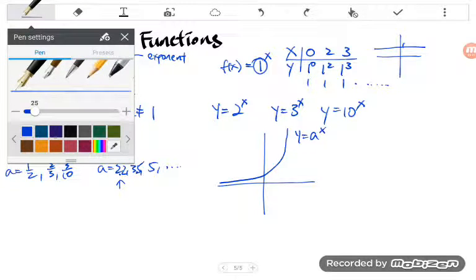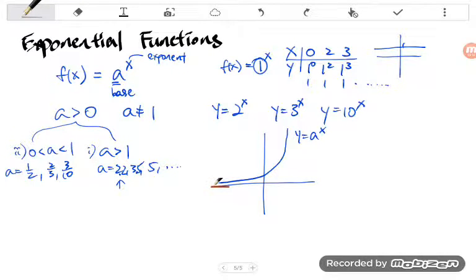And don't forget that we will have the horizontal asymptote on the x-axis. In the most basic exponential functions, the graph would be similar to this. And if we don't have any sort of transformation, then the horizontal asymptote would be on your x-axis. But if we do carry out some sort of transformations, which we will talk about later on, then the horizontal asymptote will be changed.